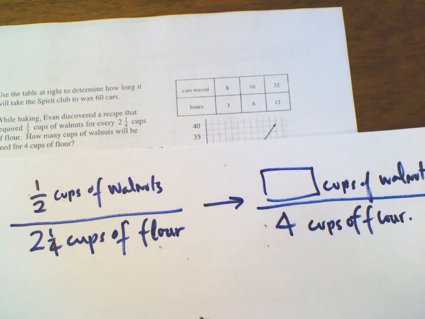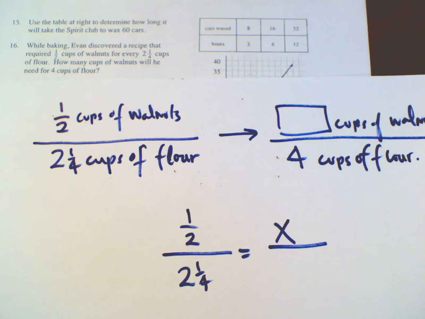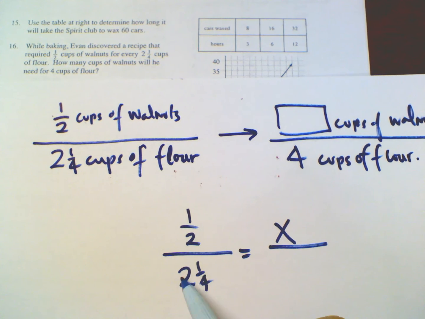So when you have a proportion, I'm going to just write it with just the numbers. 1/2 over 2 1/4 equals, in this case, I'm going to call it X because I don't know what that is going to be on top. Let me rewrite this here so you can see it. 1/2 over 2 1/4 equals X over 4. So that's my proportion that I set up.